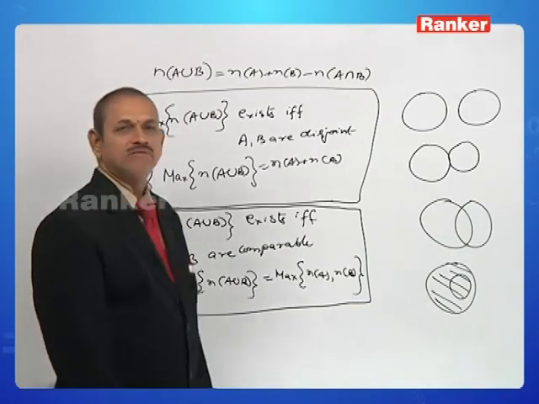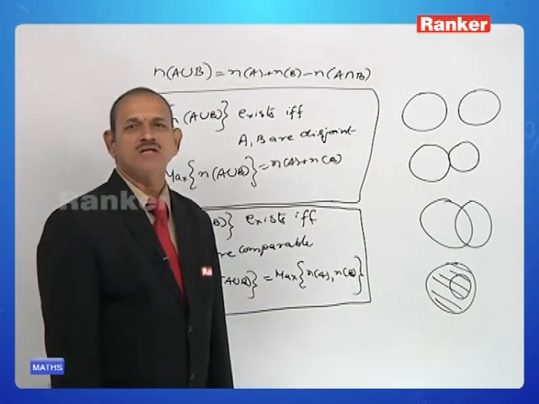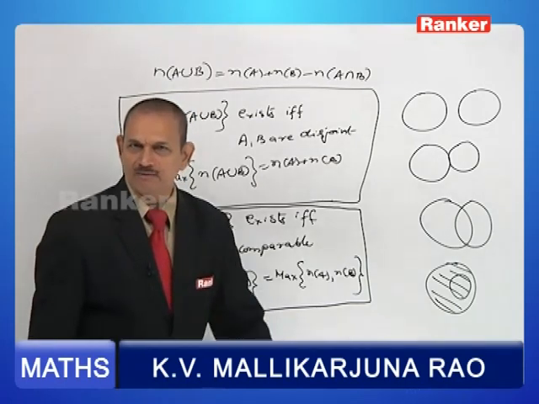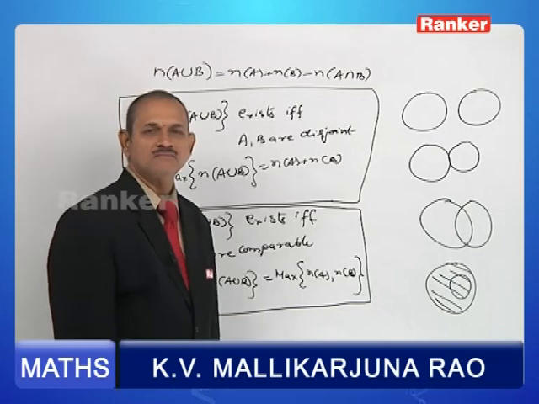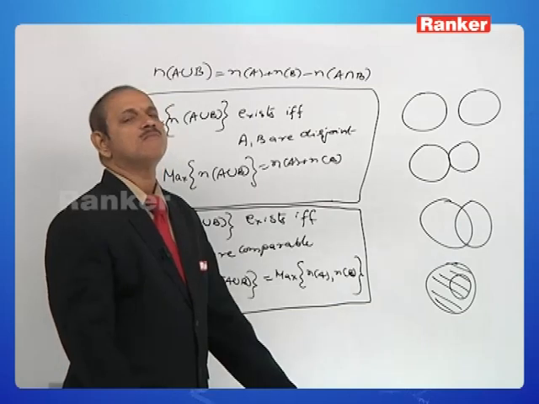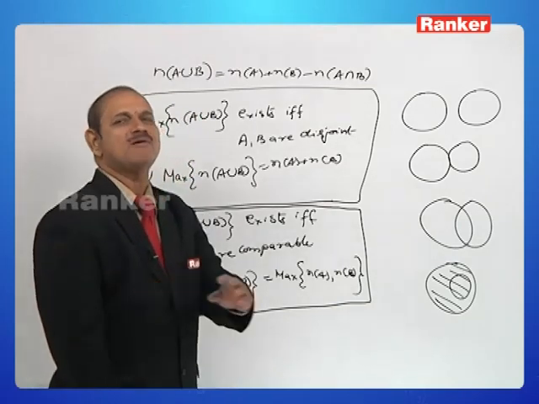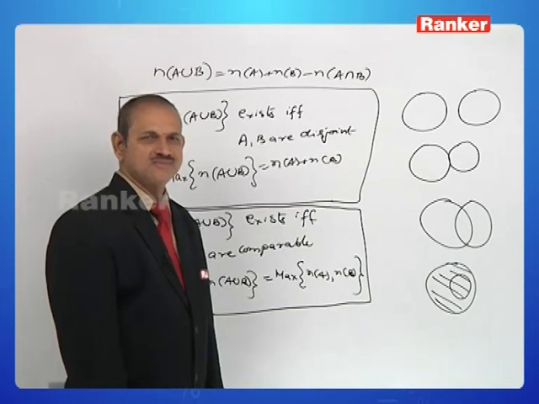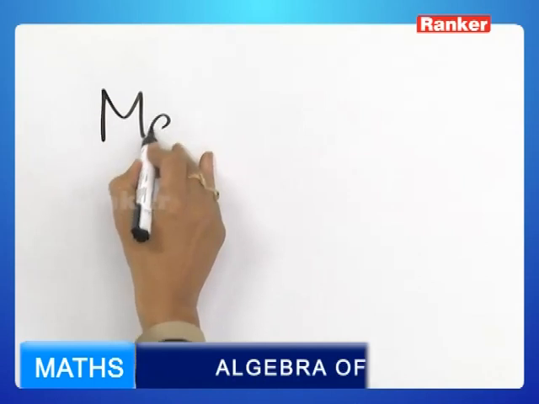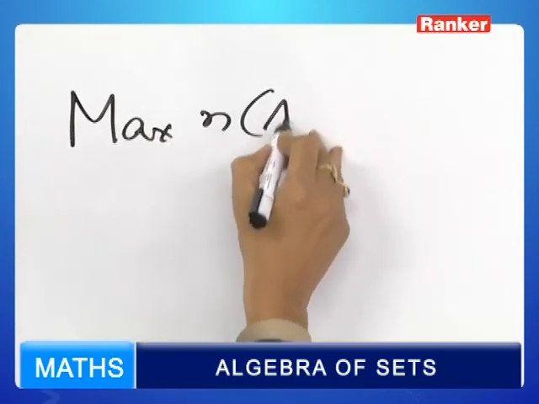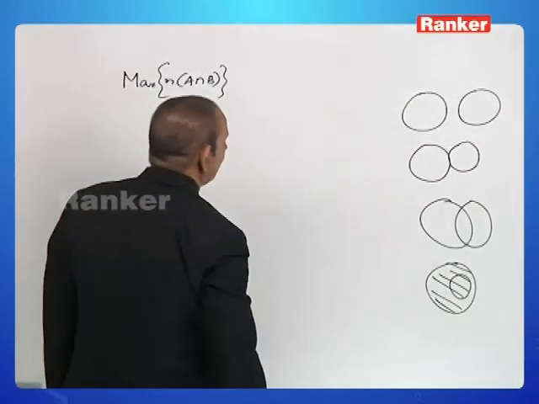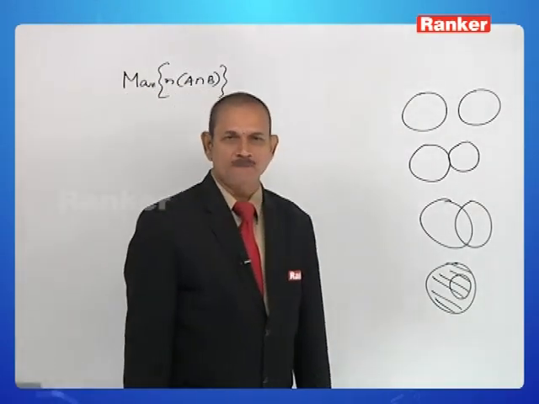So in this, we have had a very good discussion about the maximum of n of A union B and the minimum of n of A union B. That's it. Now it is our turn to look at the maximum of n of A intersection B and the minimum of n of A intersection B.